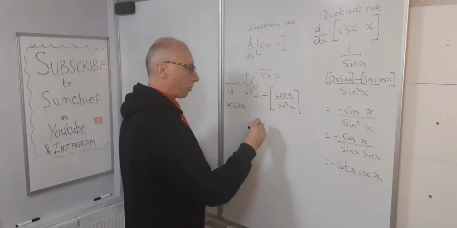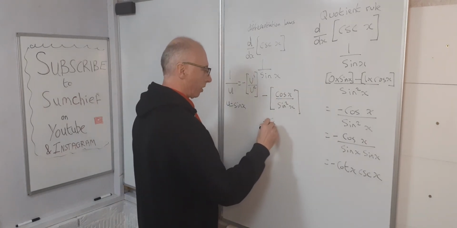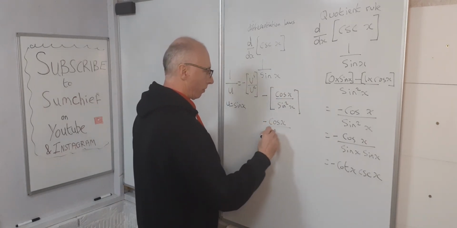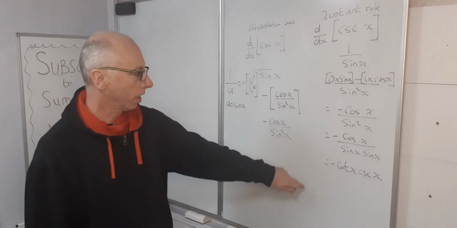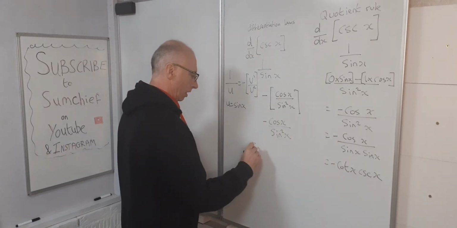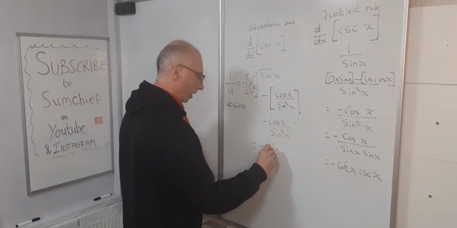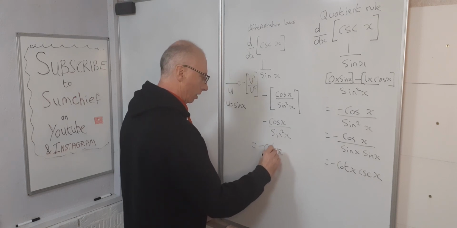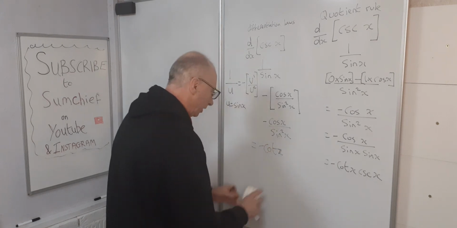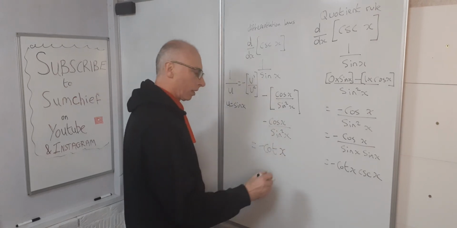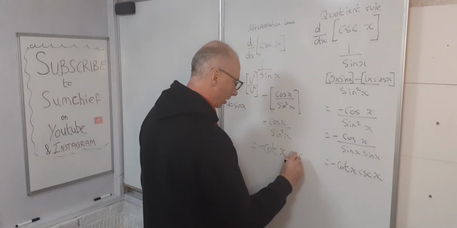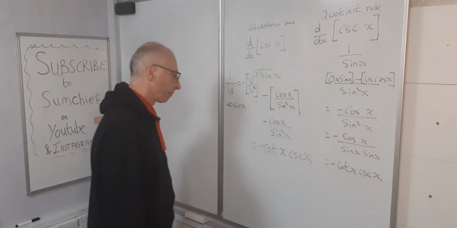Okay, so just take the brackets out. We come here now with minus cosine x over sine squared x. And as you can see from here, we got the same thing here, which then gives us negative cotangent x. Let's just rewrite that. Cotangent x, cosecant x. Okay.